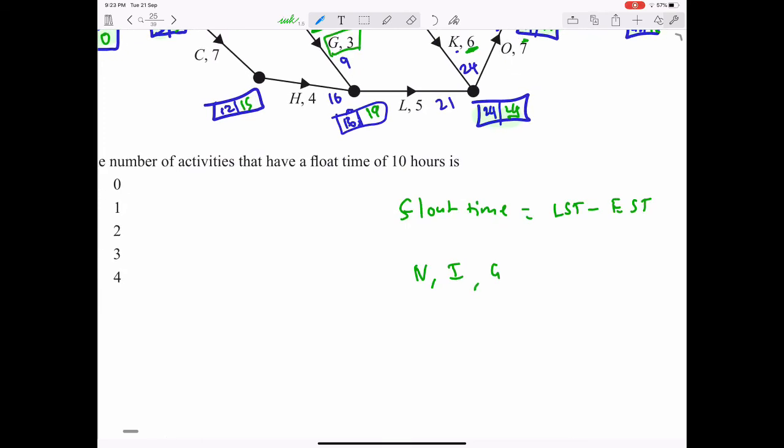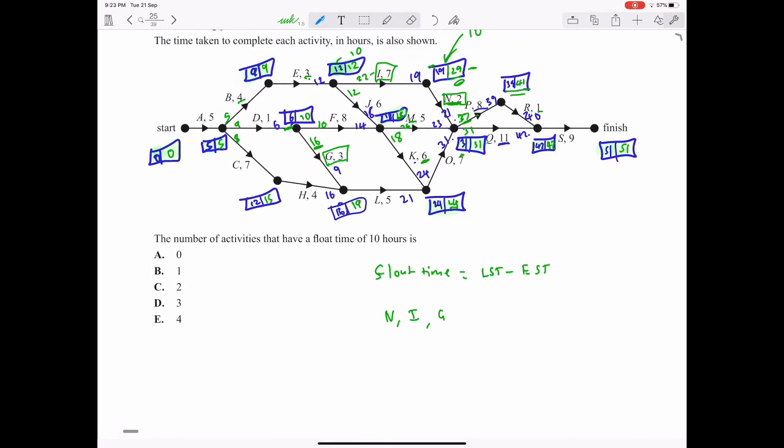So therefore, looks like those are the only ones. Those are the only ones they have a float time of 10 hours. So therefore there's 3 activities, 1, 2, 3, N, I, and G, which have a float time of 10 hours. So therefore D is the correct answer.